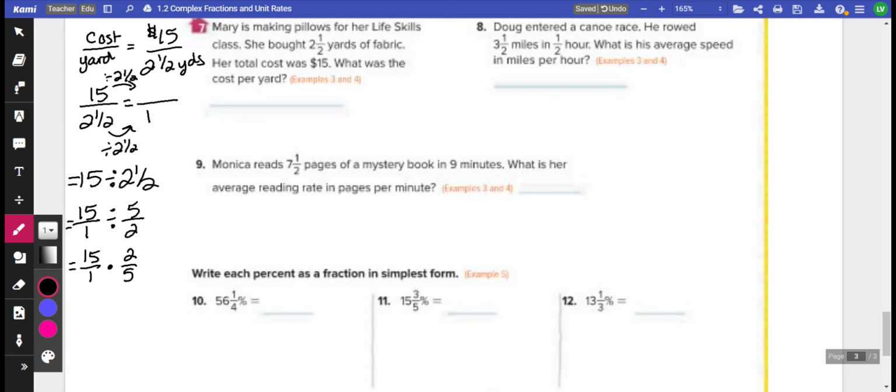Some of you might be saying that you can do some cross reducing, and you could, but I'm just going to keep solving it this way. 15 times 2 divided by 1 times 5. That gives me 30 divided by 5. Well, 30 divided by 5 reduces down to 6.